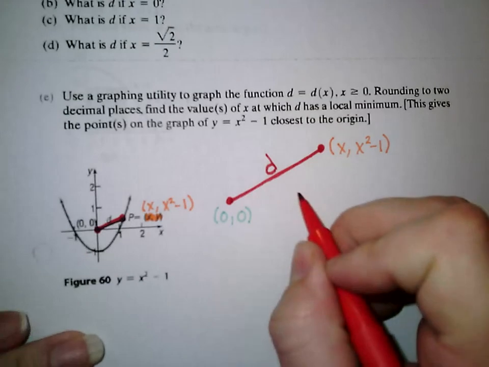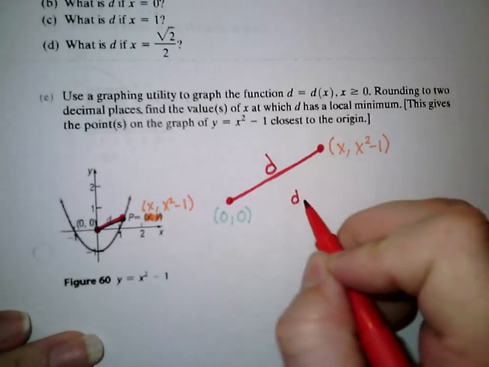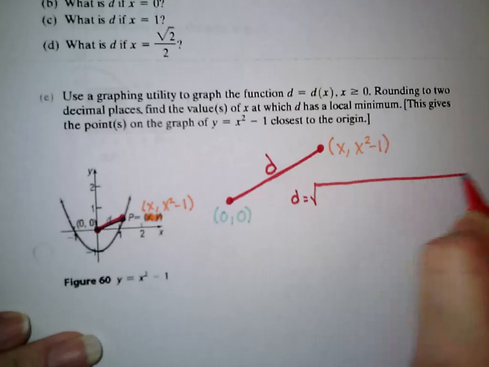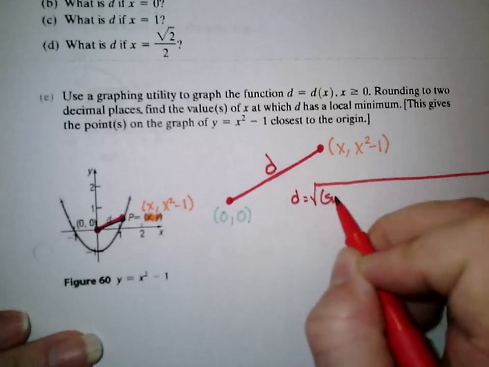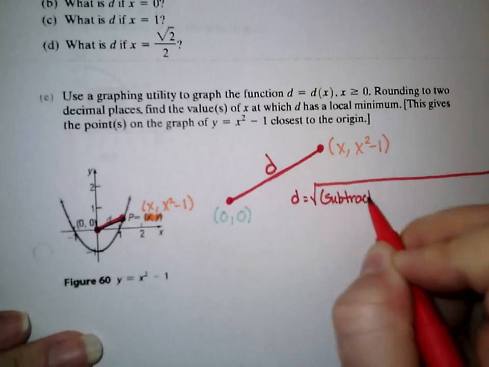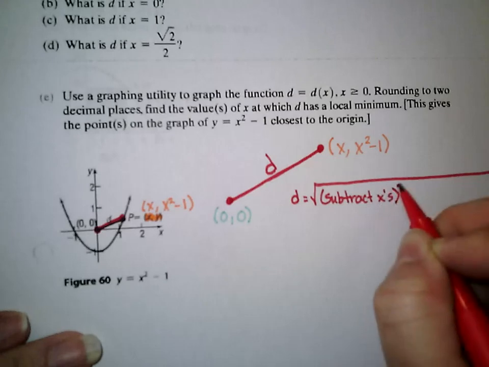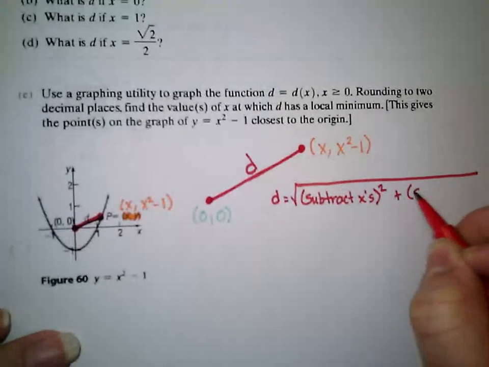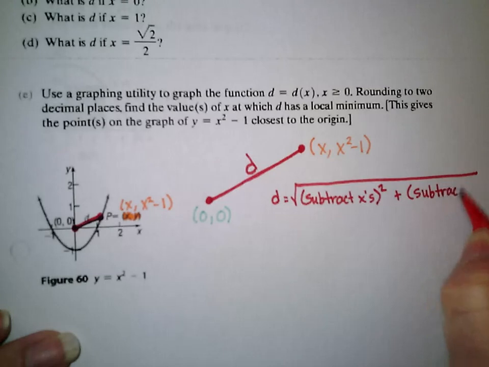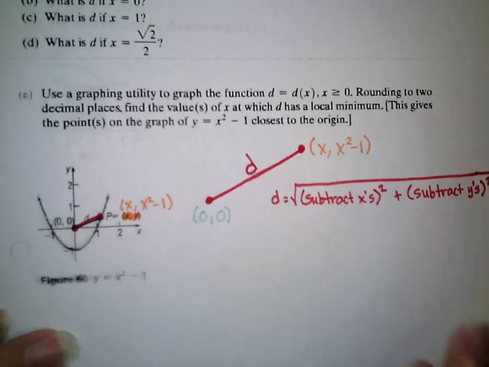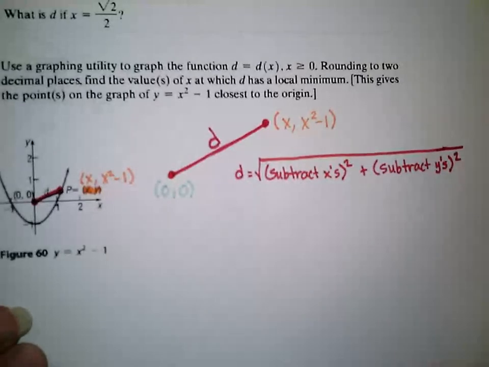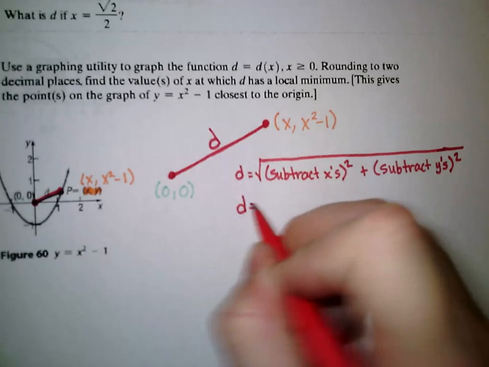The distance formula is that big square root formula where we subtract the x's and square it, we subtract the y's and square it, add those together, and then take the square root. So it's based on the Pythagorean theorem. So we're going to find the distance between these two ordered pairs. So here we go.